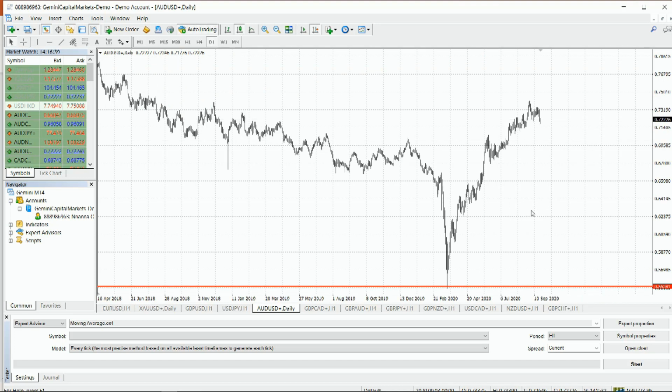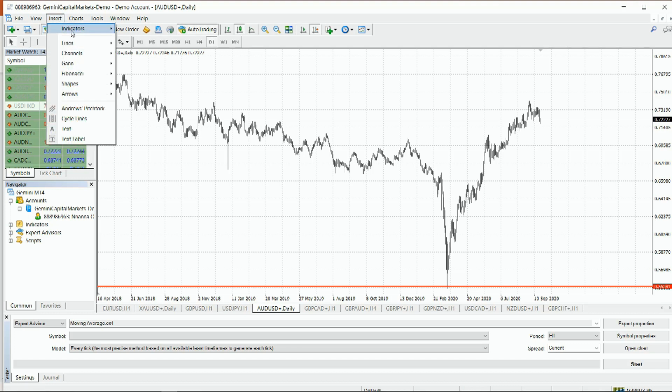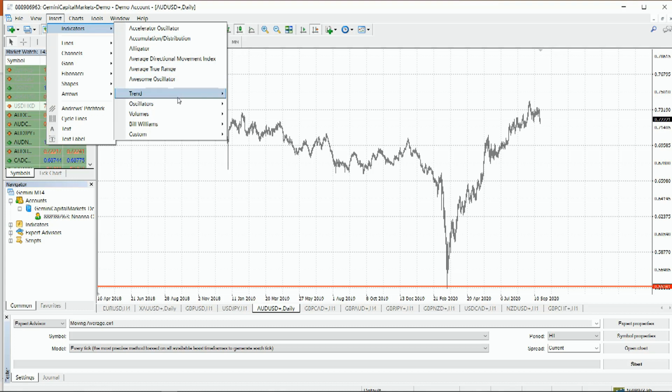Okay, so we have a fresh chart. Now, if you're using your PC, your laptop, your desktop to do your trading, you can easily find your indicators in the insert tab. So under insert, you'll see indicator list. That's where you see insert indicators and you see all the indicator list.